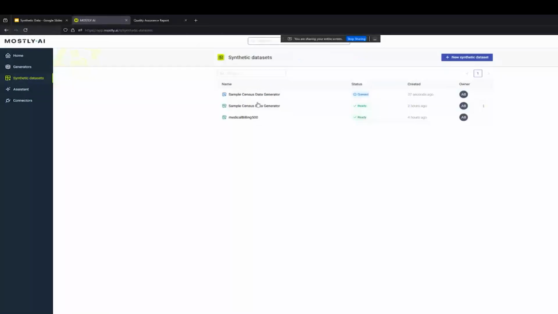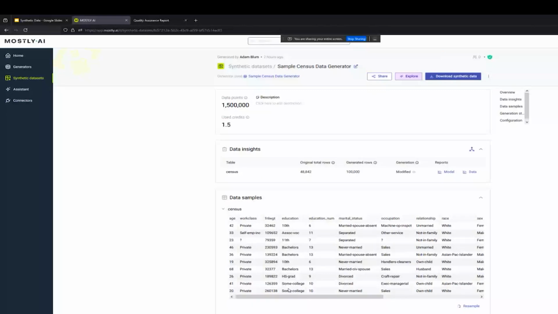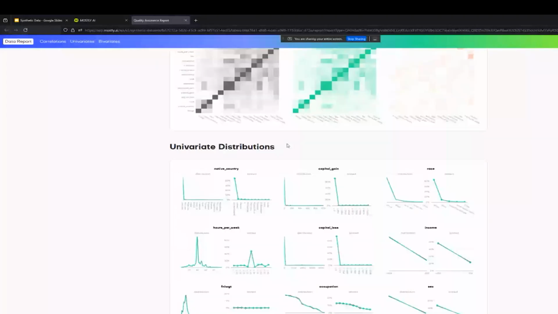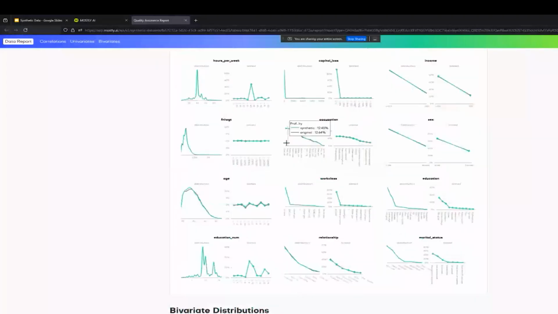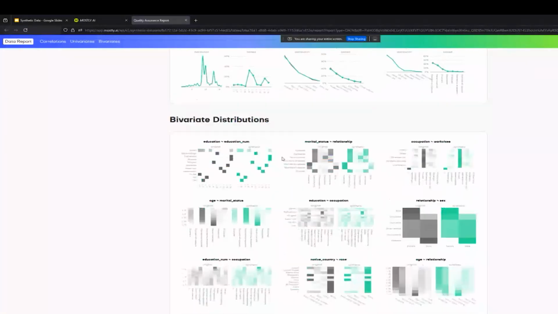I have a data set already. You can see it looks right, looks good. But let's say I come to the quality assurance report. Here you can see all of these distributions that you can point to and say, hey, look, my data looks like the real data. And this is how I know that I'm getting generally correct data. There might be some nuance missing, but this would have to be acceptable to someone when they start training.